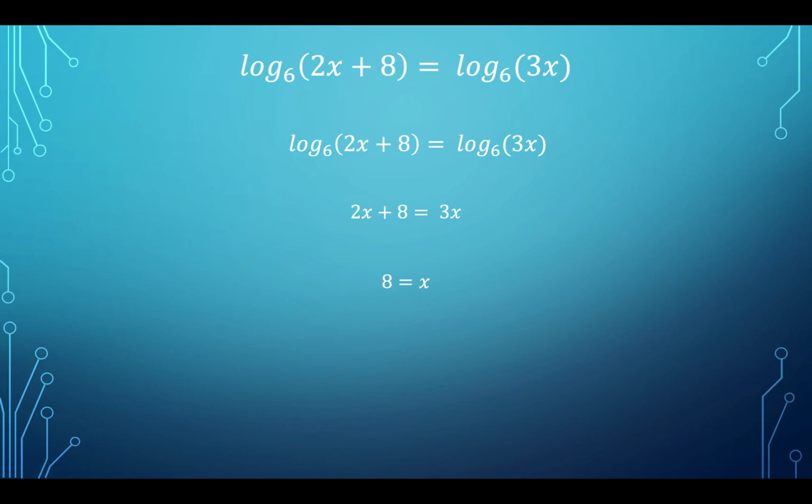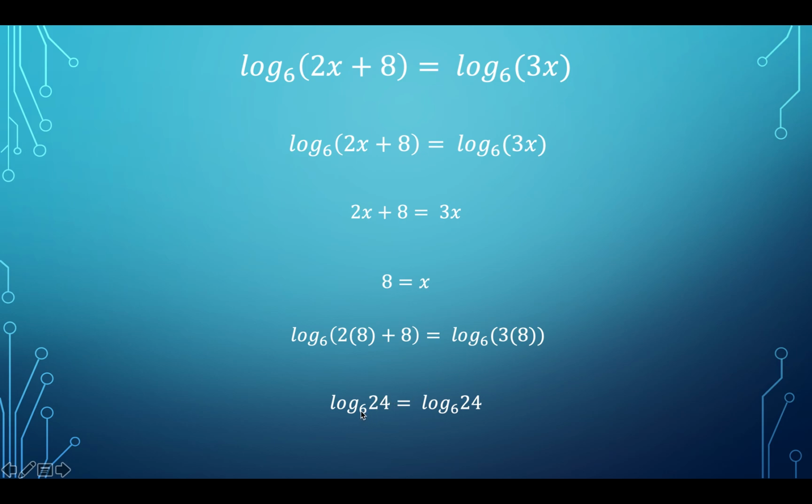Once we get to this step, we have to plug it back in to check to make sure we're not going to get a negative answer, or to make sure that they're both the same on each side of the equal sign. So wherever there's an x, I go ahead and plug in 8. So now you kind of ignore this log 6. So now I do 2 times 8 plus 8. So 16 plus 8 gives me 24, and 3 times 8 gives me 24.